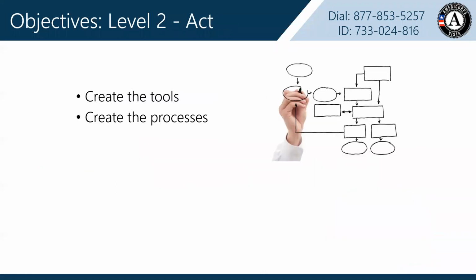In this particular level, we're talking about the ACT. It's about creating tools and processes. These are the ones most supervisors will be familiar with. They go back to those 4 legs of the sustainability stool that we talked about earlier.